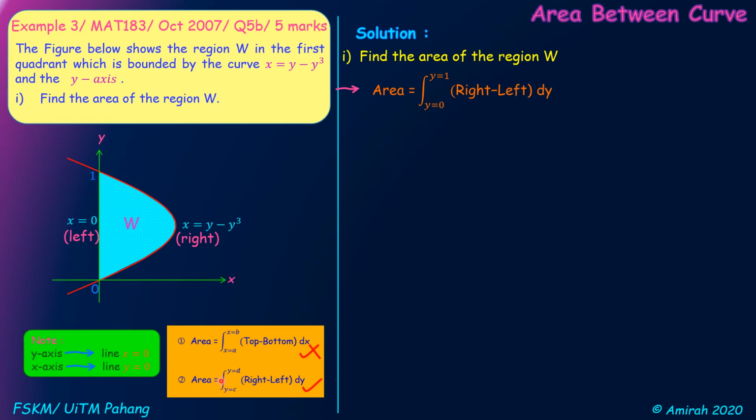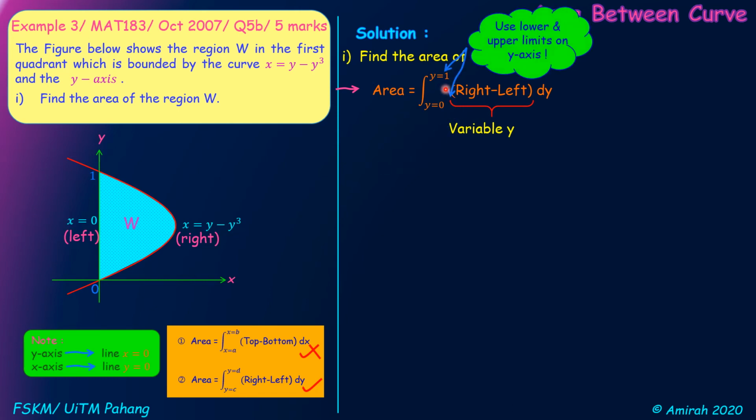We choose the second formula. Area equals integration with respect to y. And when we use integration with respect to y, we need to use the lower and upper limit on the y-axis: y equals 0, our lower limit, and y equals 1, our upper limit. When we write right minus left, or when we use integration with respect to y, everything here must be in terms of variable y. To write in terms of variable y, we need to write x as the subject. These are our lower and upper limits, the values on the y-axis, because we integrate with respect to y.